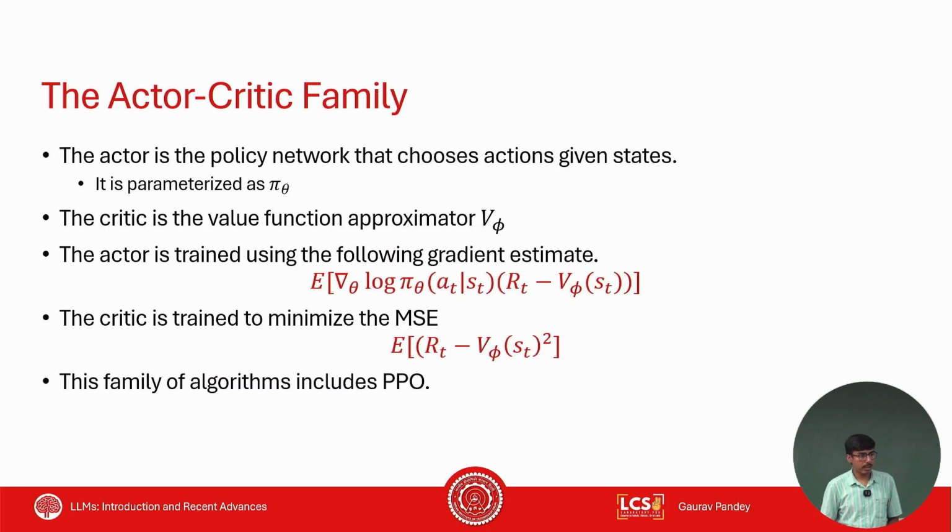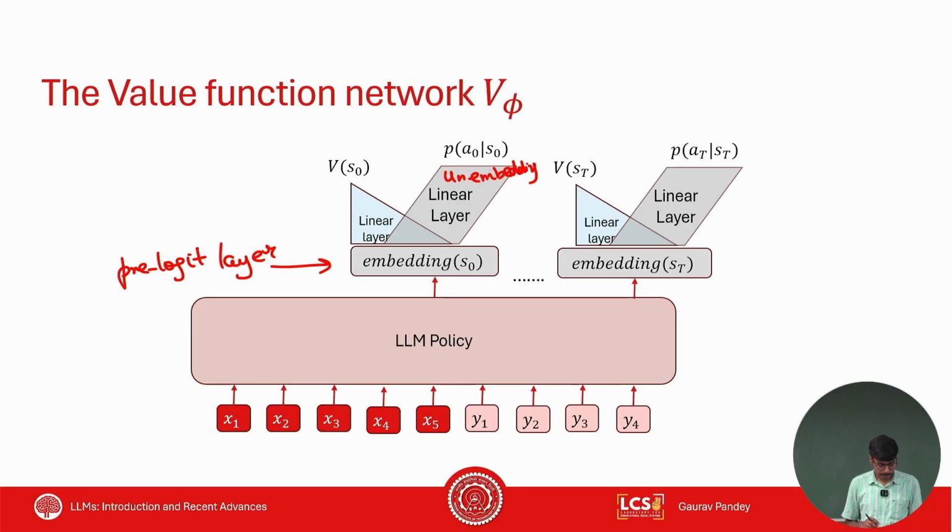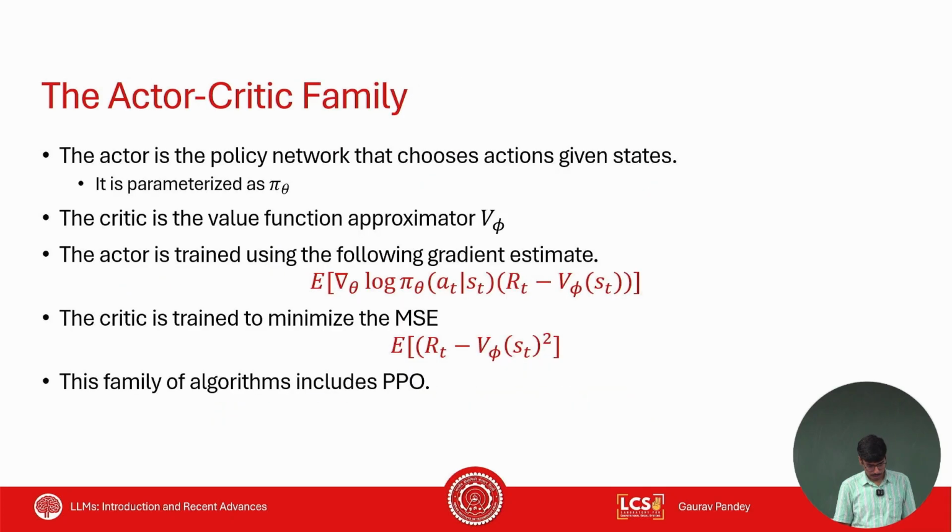This network is called the critic. Why? Because if you look at the algorithm, the way we are training, we have the actor, which is parameterized by pi theta. The LLM policy is referred to as the actor, which is the one taking actions. Now the critic is the one who evaluates. You train the actor by maximizing the expected reward, and you train the critic to minimize the squared error from the reward.